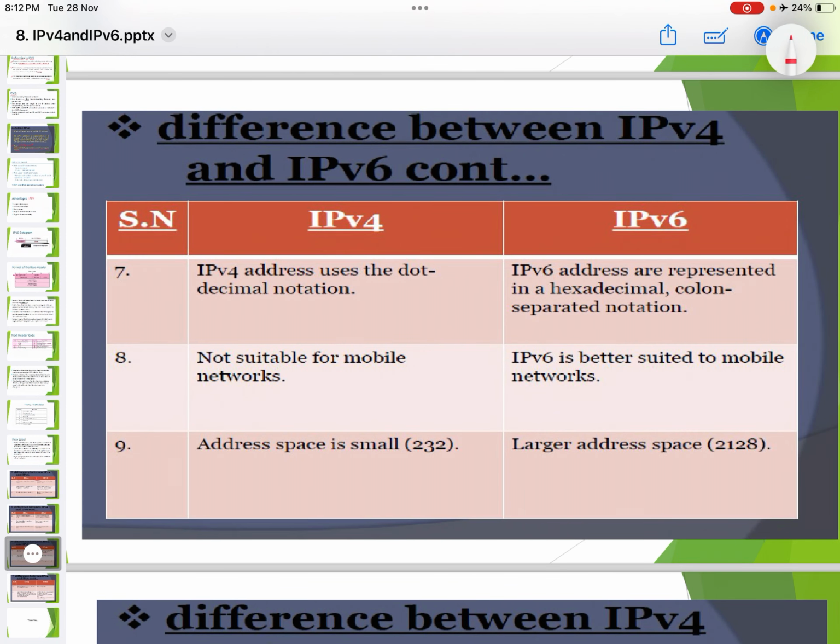IPv4 addresses use the dotted decimal notation. IPv6 addresses are represented in hexadecimal colon-separated notation. IPv4 is not suitable for mobile networks. IPv6 is better suited to mobile networks. IPv4 address space is small, 2^32. IPv6 has a large address space, 2^128.